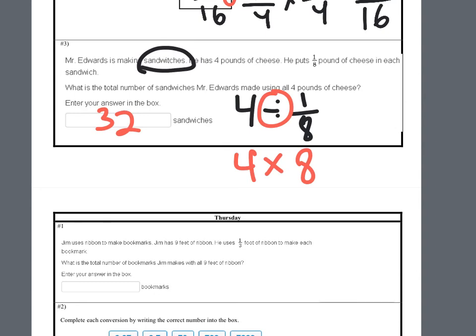So that's how you know how many sandwiches he made. He's going to take the 4 pounds of cheese and he shares it. He splits it among eighths, right? He cuts it into eighths. Every eighth equals a sandwich. So that's how you know it's 4 divided by 1/8 to give you 32.